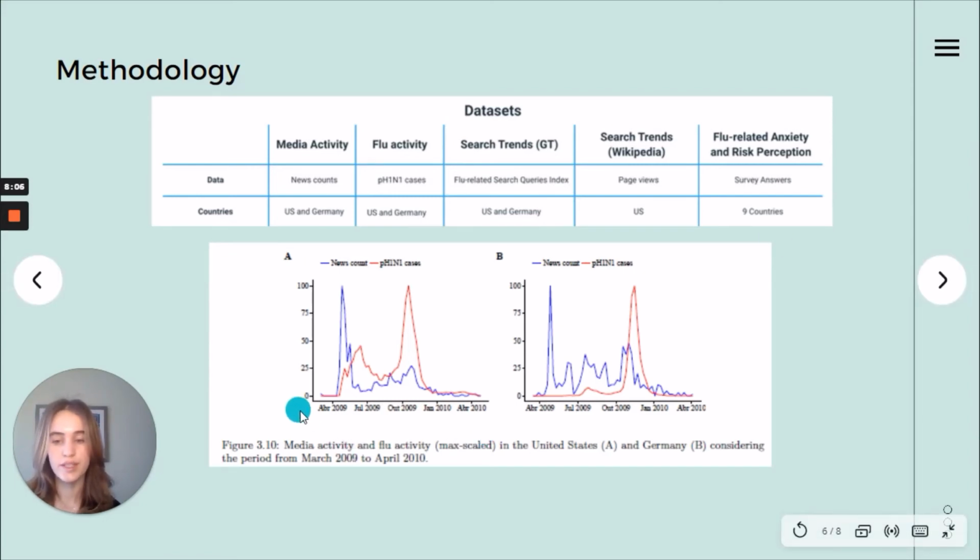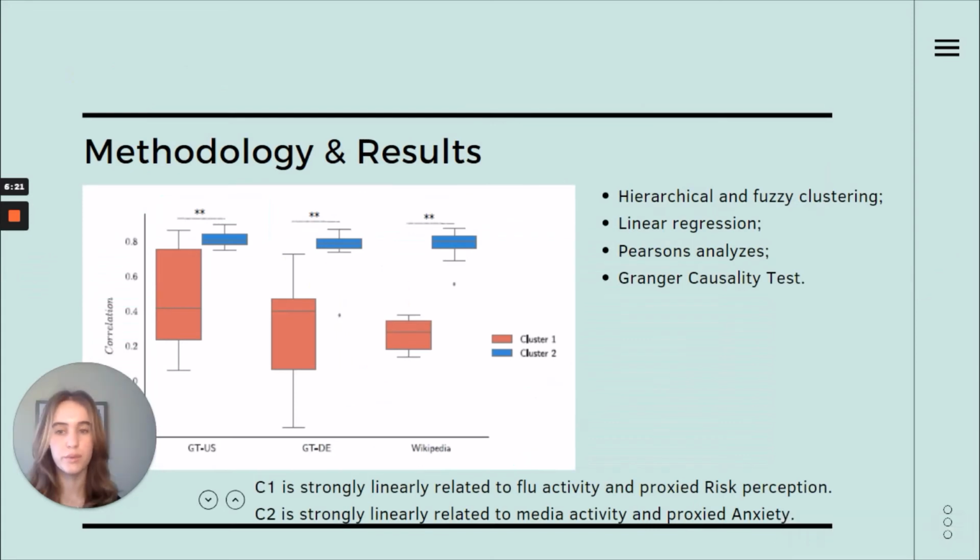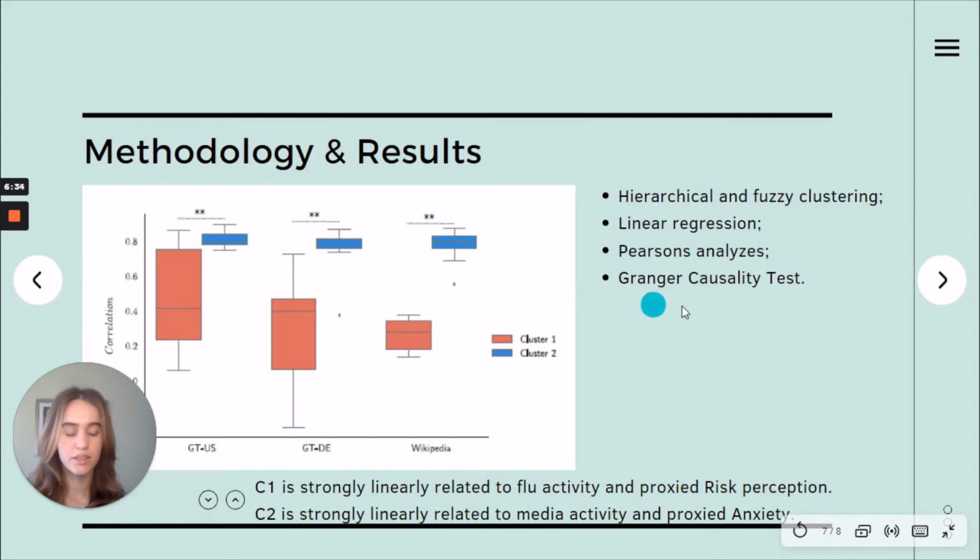Okay, here we can see there's a spike in the news counts in the early beginning of the pandemic in both countries, and the spike of the actual cases is only much later, also visible here in red in both countries. So to better understand all of this data, we used hierarchical and fuzzy clustering. This clustering was made with time as a measure of similarity, and then we used linear regression, Pearson's analysis, and Granger causality tests.